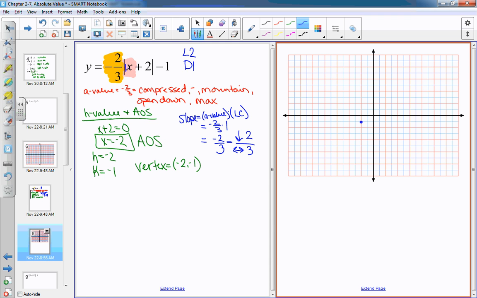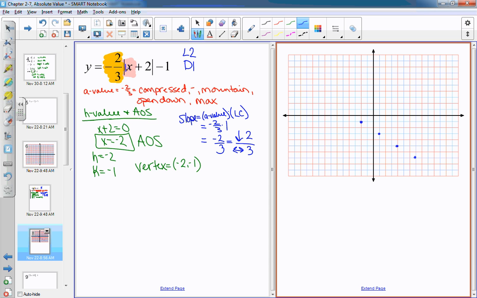And from there, am I a mountain or am I a valley? I'm a mountain, which means this is the highest point that I can have, right? So from here, I need to go down 2 units and then to the right 3. 1, 2, 3. Down 2 units and to the right 3. Do you see the one arm of my lovely absolute value?